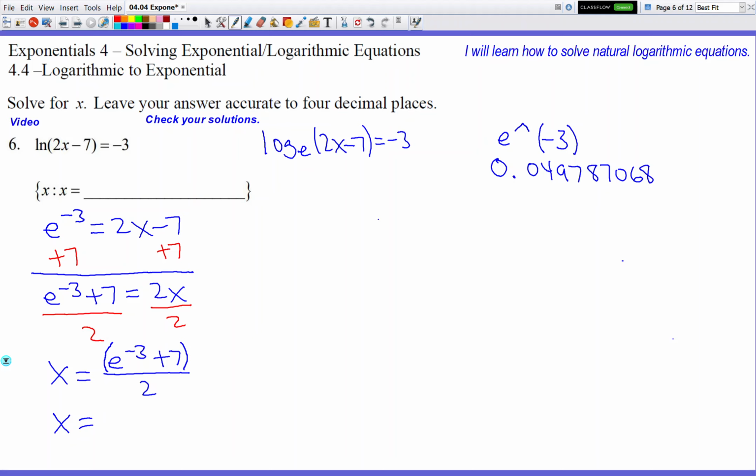When you hit +7, this is going to be on your screen next. It's going to probably say ANS, answer, +7. When you do that, you're going to hit enter, and now you're going to have 7.0497 87068. Do not hit clear. Just leave this number on your screen. Then everything on the top has now been done, right? We did the e to the -3 power, we hit the +7, so now all that's left is divide by 2. So like I said, leave this 7.0497 number on your screen, just hit divide, and now it's going to say this on your screen.